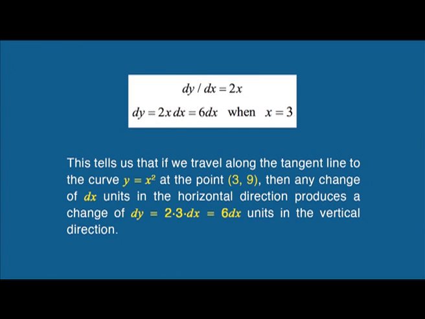Since dy/dx = 2x, we have dy = 2x dx = 6 dx when x = 3. This tells us that if we travel along the tangent line to the curve y = x² at the point (3, 9), then any change of dx units in the horizontal direction produces a change of dy = 2 × 3 × dx = 6 dx units in the vertical direction.